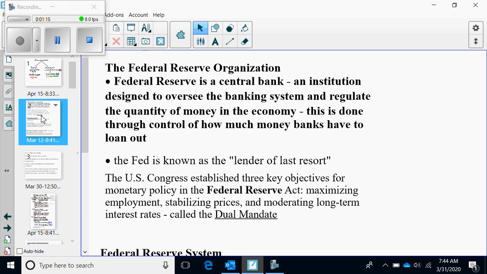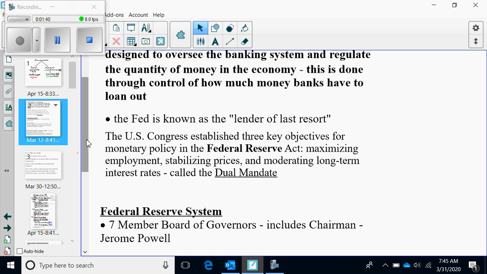The Federal Reserve is a central bank. It's an institution designed to oversee our banking system and regulate the quantity of money in the economy. This is done through control of how much banks have to loan out. They either supply more money to banks to loan out or they supply less. They are known as the lender of last resort, which we're going to talk about.